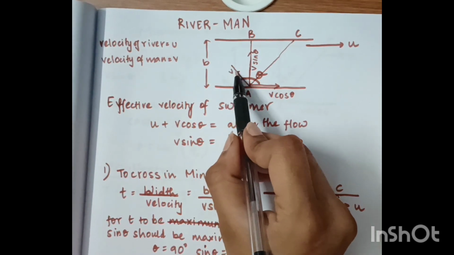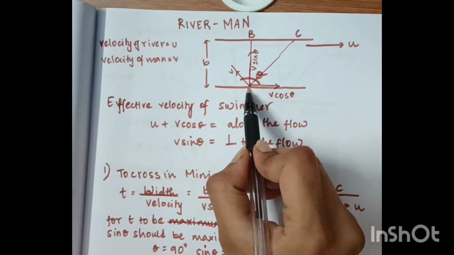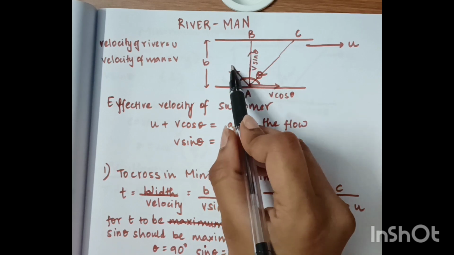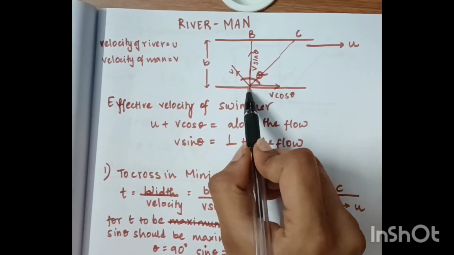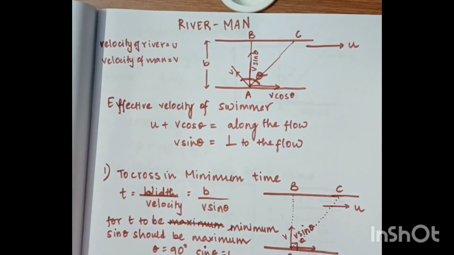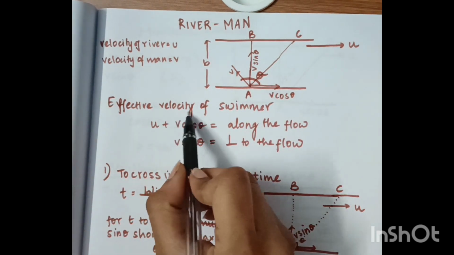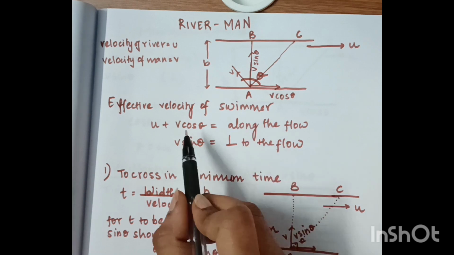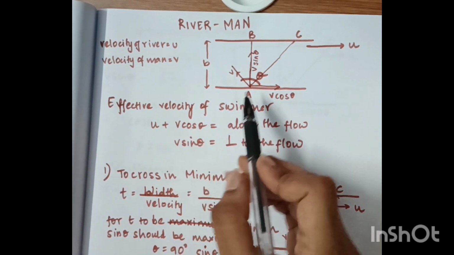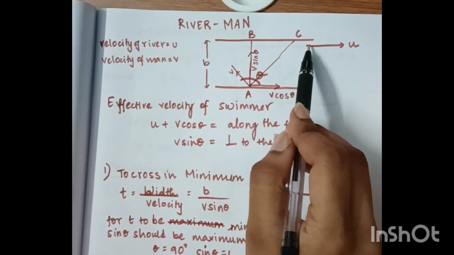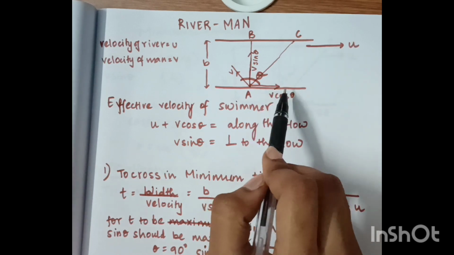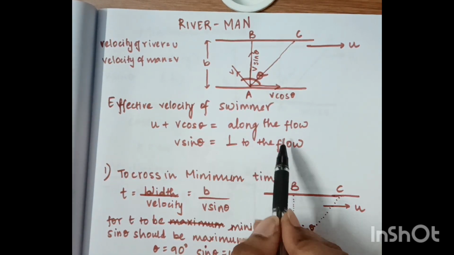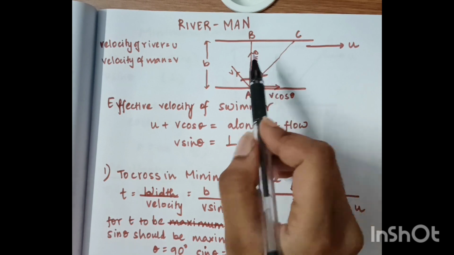This is v, this is v cos theta, and this is v sin theta. So if this is velocity v, this is v cos theta, and this is v sin theta. So the effective velocity of the swimmer along the flow, in this direction, is u plus v cos theta. Similarly, perpendicular to the flow it is only v sin theta.